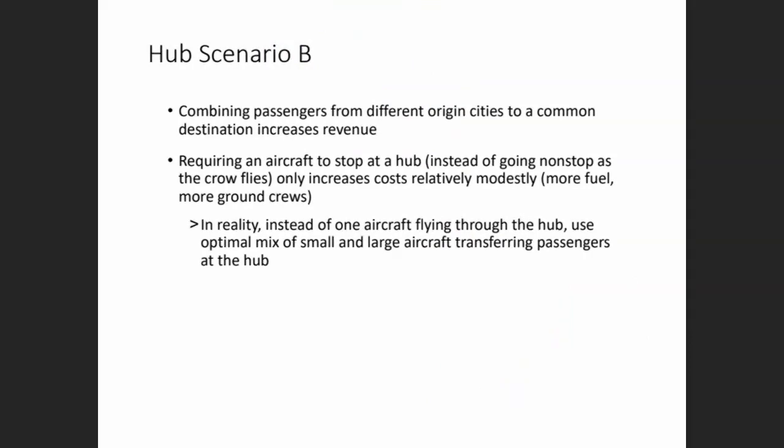Combining passengers from different origin cities to a common destination increases revenue. It requires an aircraft to stop at a hub instead of going non-stop as the crow flies, which only increases cost relatively modestly: more fuel, more ground crews. In reality, instead of one aircraft flying through the hub, use an optimal mix of small and larger aircraft transferring passengers at the hub. So that means passengers going into Miami, and then we redistribute them to their final destination. That's one business model.